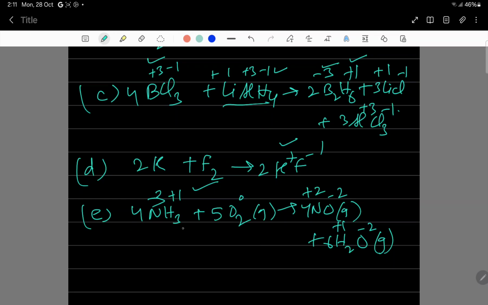So here the oxidation number of nitrogen increases from -3 to +2, while that of oxygen decreases from 0 to -2. Therefore ammonia is oxidized, oxygen is reduced. Further, hydrogen has been removed from ammonia but added to O2. Therefore ammonia is oxidized while O2 is reduced. Therefore it is a redox reaction.